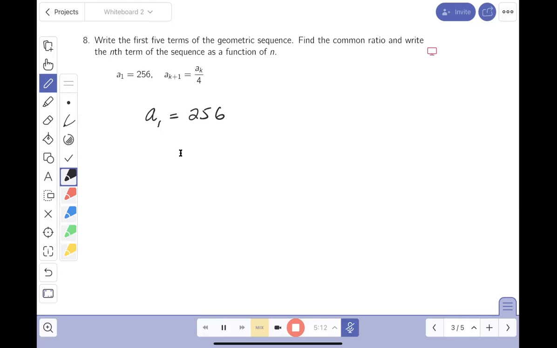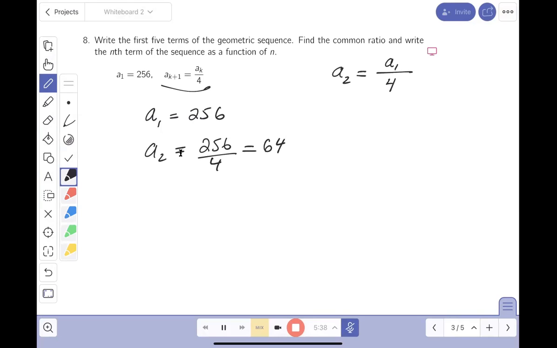And let's talk about the second term. And what's the second term going to be? A2, using the formula, is going to be A1 over 4. So A2 would be 256 divided by 4. And 4 goes into 256 64 times. All right, that's not so bad.